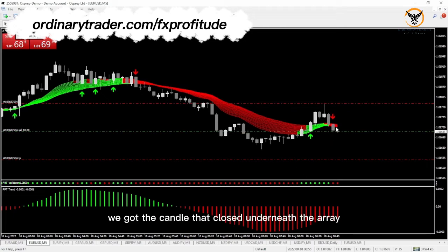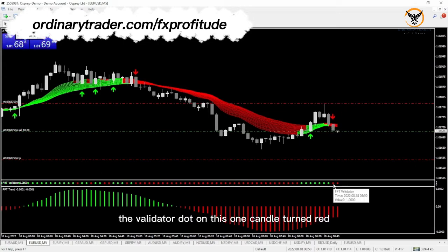We got the candle that closed underneath the array. The arrow appeared above the candle. The validator dot on this one candle turned red. And again, during that pullback, this trend indicator stayed red throughout that entire process.